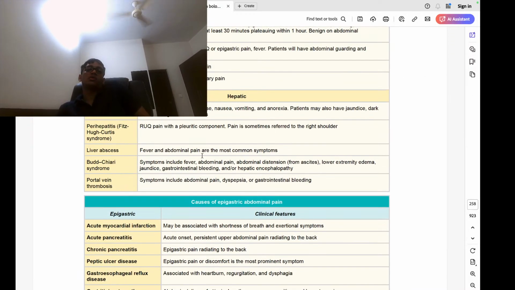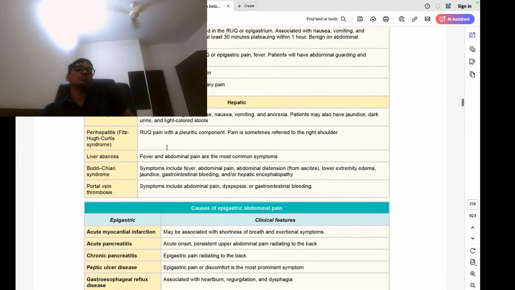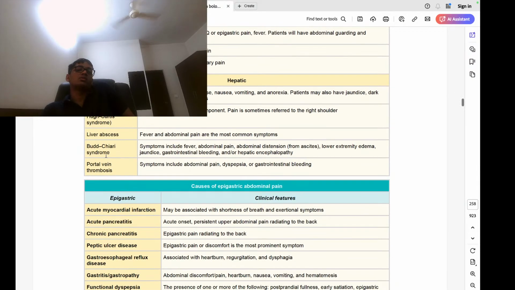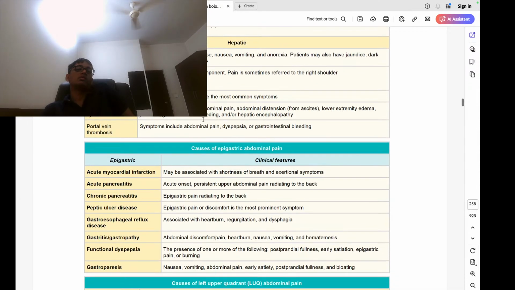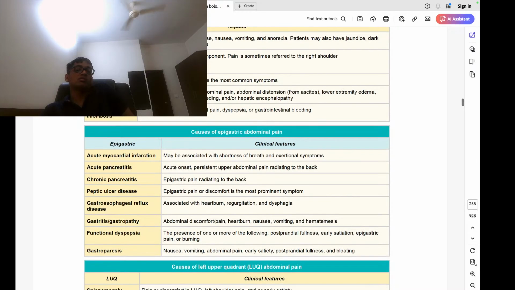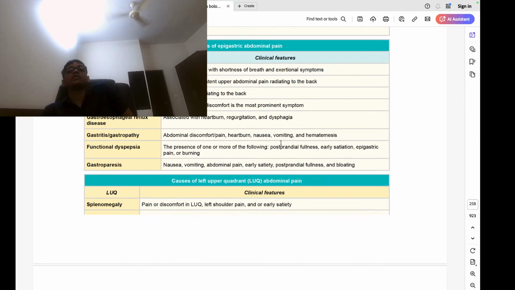Acute hepatitis, perihepatitis, pleuritic component, Fitz-Hugh-Curtis syndrome. Budd-Chiari will have lower extremity edema. Portal vein thrombosis will have GI bleeding. Then causes of epigastric pain.